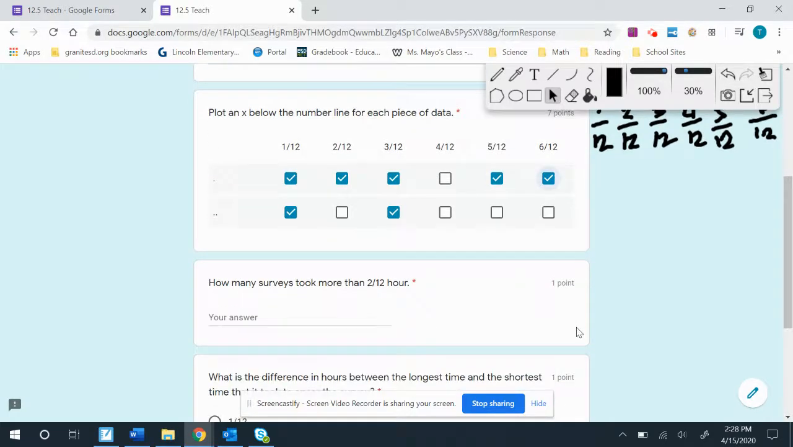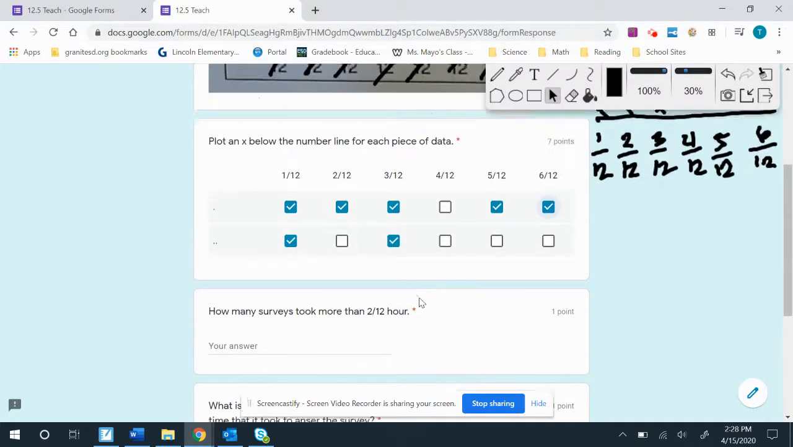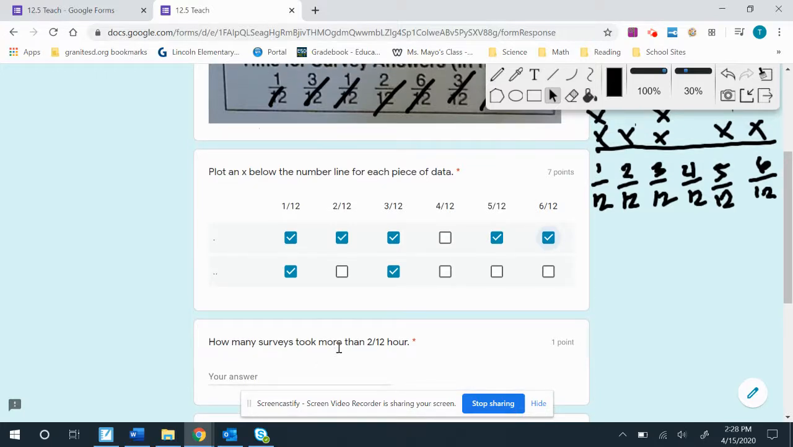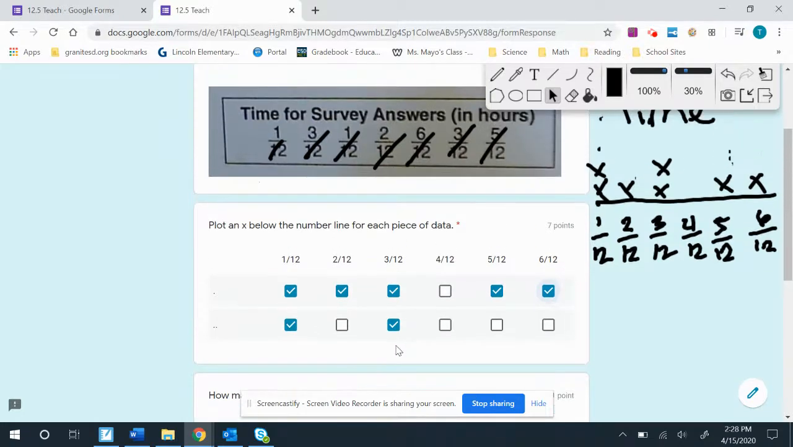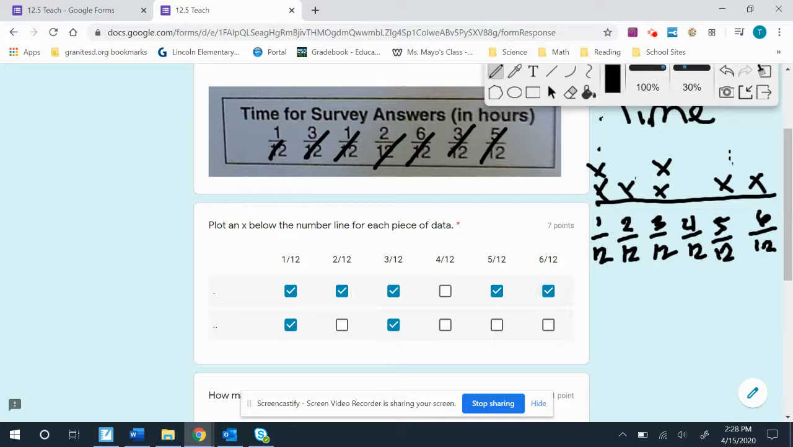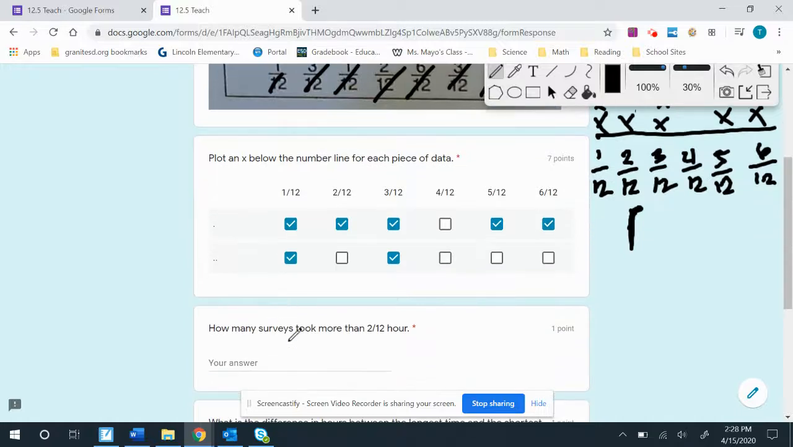Now, I can interpret some things. How many surveys took more than 2/12? See if you can figure that out. All right, let's see how you did. More than 2/12. Well, I'm going to count them. 2/12 is right there, and I want to know how many had more. Okay, 1, 2, 3, 4. 4 had more than 2/12. So right here, I'm going to put 4.